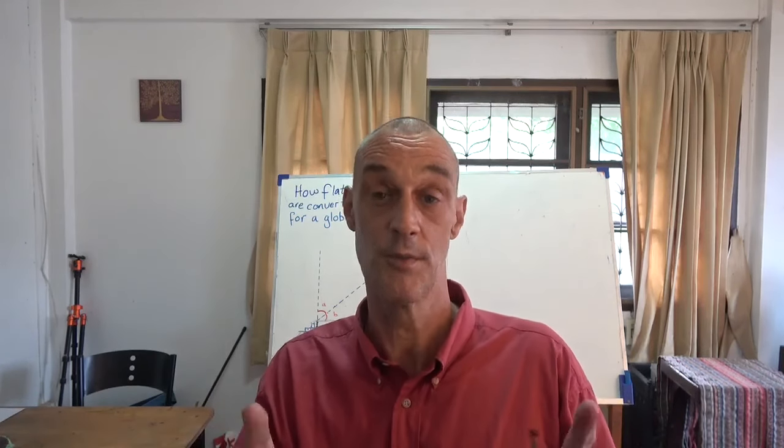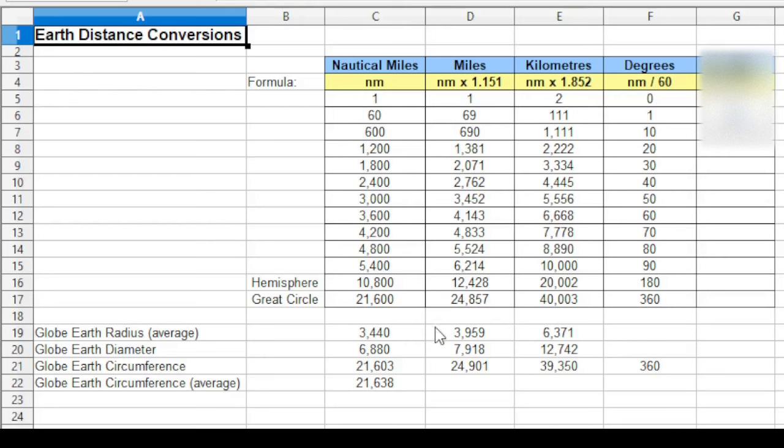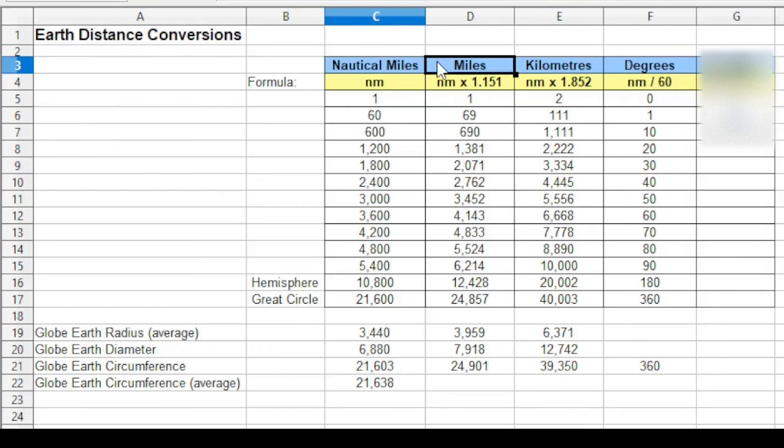So first of all, let's just have a look at a document I put together that shows the relationship between nautical miles and degrees. So let's just go over how these Earth distance conversions are done when we use nautical miles or kilometers, and then converting those into degrees.